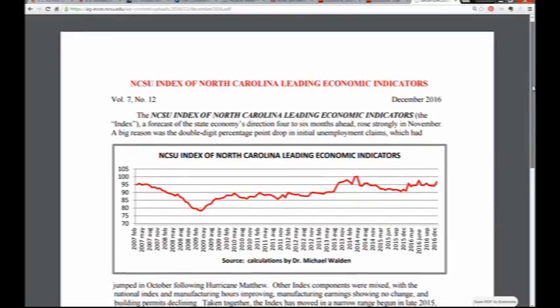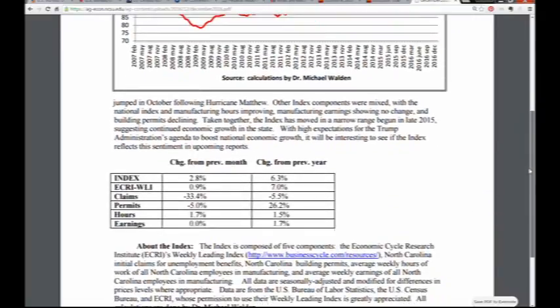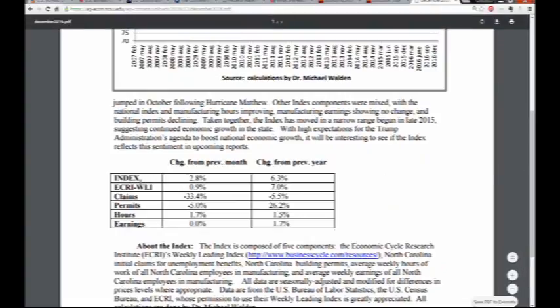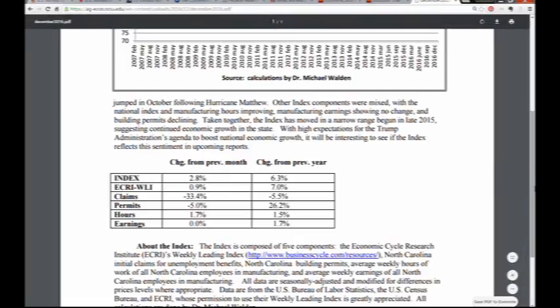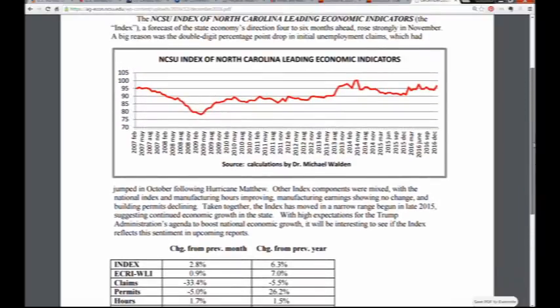And this one, he uses pieces of the Conference Board. He includes jobless claims, he includes a report called the Weekly Leading Index, which is actually developed by another group called the Economic Cycle Research Institute, building permits, hours worked, and earnings. And he ties those together, and he uses them to kind of develop his index. And in fact, his index for November saw a pretty substantial spike. It actually went up 2.8%.